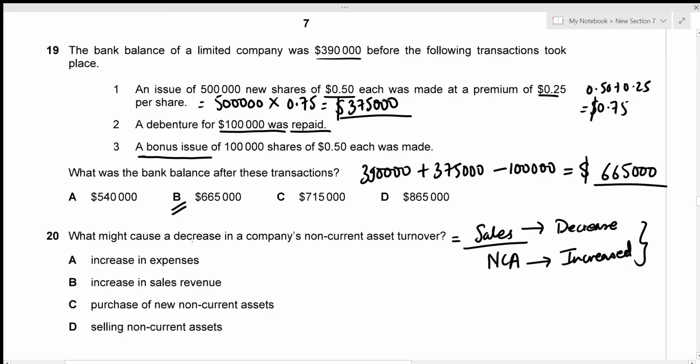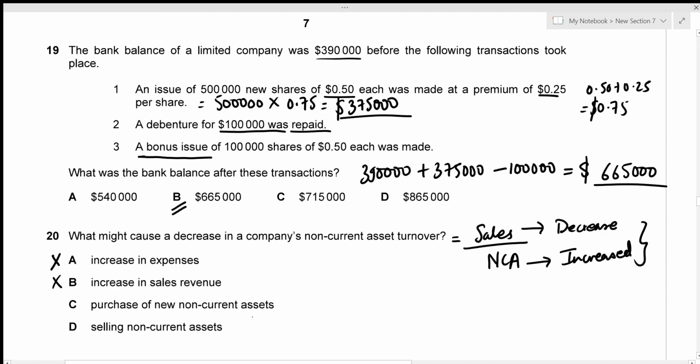The first one is increase in expenses. Any changes in expenses does not result in any change in the non-current asset turnover, so this is incorrect. The second one we have is increase in sales revenue. But as we've mentioned before, we need a decrease in the sales revenue, so that's going to be incorrect as well. The third one is purchase of new non-current assets.